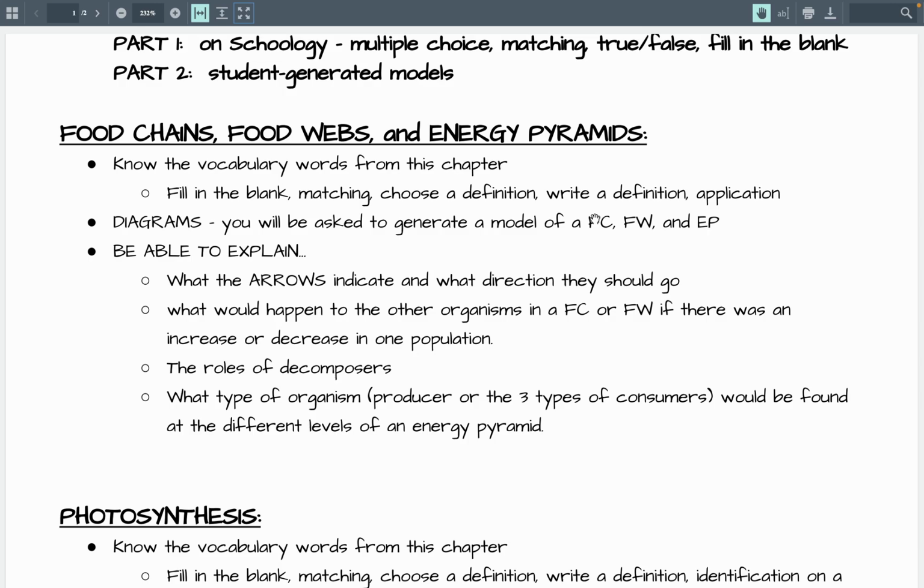Diagrams, you're going to be asked to generate a model of a food chain, a food web, and an energy pyramid. And be able to explain what the arrows indicate in a food web and food chain and what direction they should go. Make sure that you know what would happen to other organisms in a food chain or a food web if there was an increase or decrease in one of the other populations. Make sure you understand the role of decomposers and what type of organism, either producer or the 3 types of consumers, would be found at the different levels of an energy pyramid.